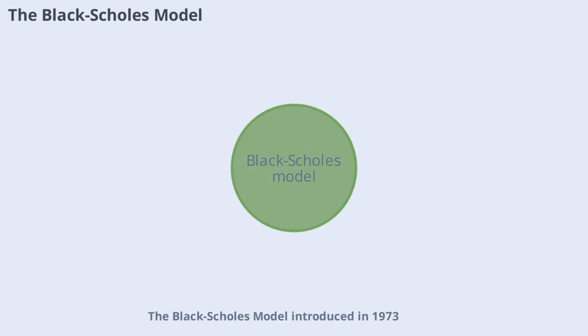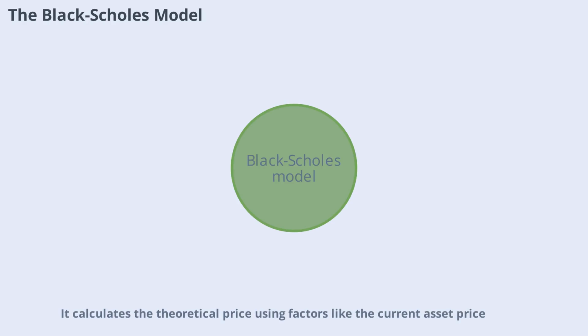The Black-Scholes model, introduced in 1973, is a fast and widely used method for pricing European options. It calculates the theoretical price using factors like the current asset price, strike price, time to expiry, volatility, and risk-free interest rate. The model assumes no dividends and random price movements.